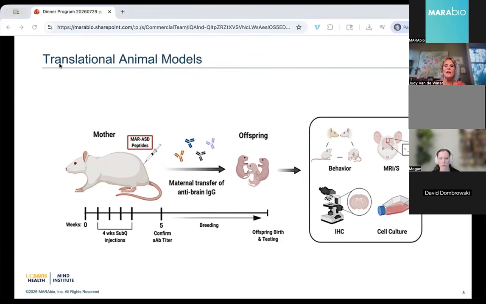And we determined that there are behavior changes. As I said, we've got MRI and MRS spectroscopy. We've done immunohistochemistry to look for localization, and we've done cell culture studies to determine if we can tell that we're inhibiting things like neurite outgrowth in developing early progenitor cells. Next.